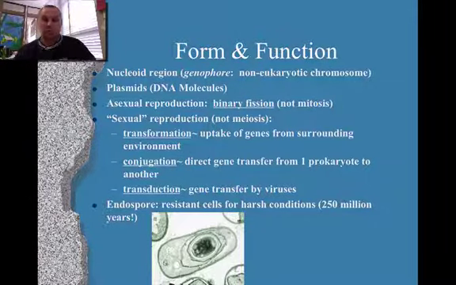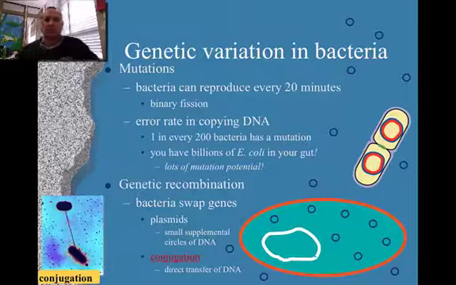Either transformation, where they can take up genes from their surroundings; conjugation, where they can actually form a bridge between two bacteria and exchange genetic material; or transduction, in which a virus can introduce new genes into the bacteria. And one other unique thing about prokaryotes is that they can have what's called endospores. Endospores are resistant to harsh conditions, and they can lay around for a very, very long time, 250 million years or more, until the conditions become just right for them to come out.